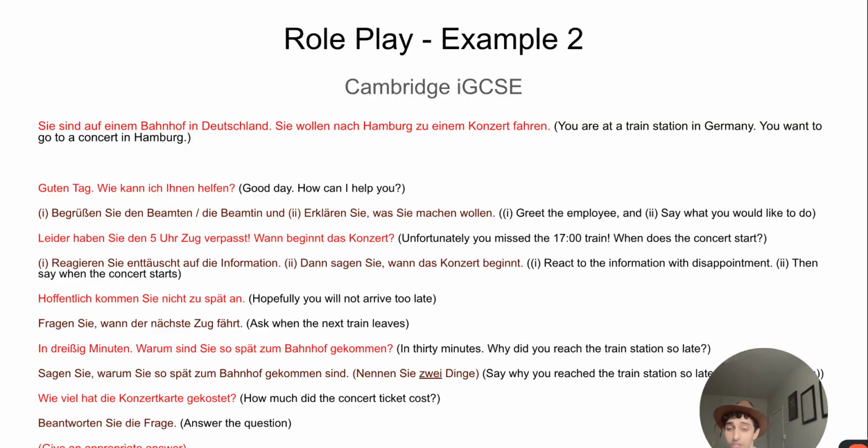You can see that some questions here do require 2 bits of information. So, for example, here the candidate would have to greet the employee and also say what they would like to do. Here they're asked to mention two factors or 2 things, for example, as well. So do note how many pieces of information you need to give for each prompt.